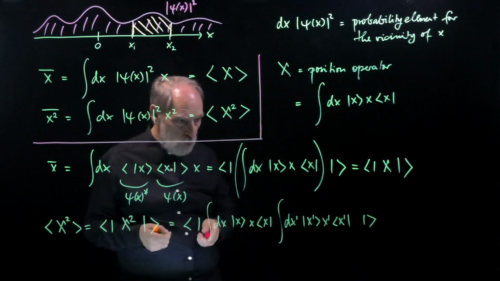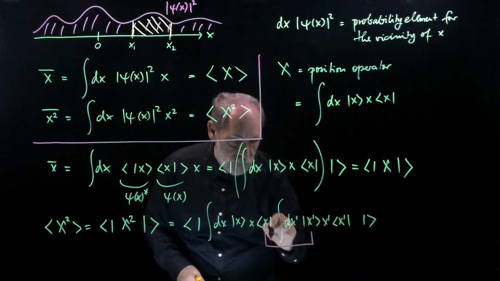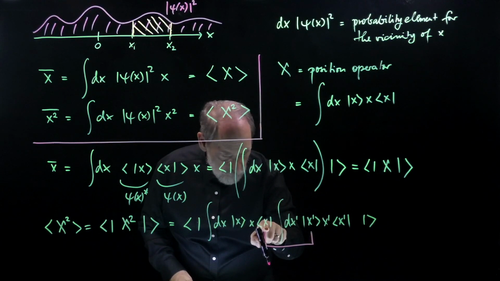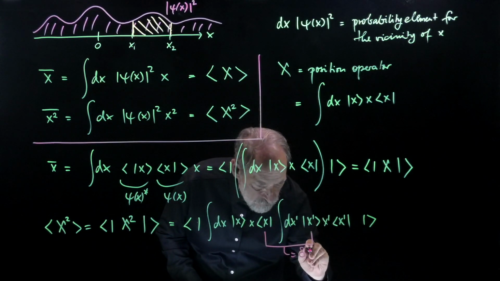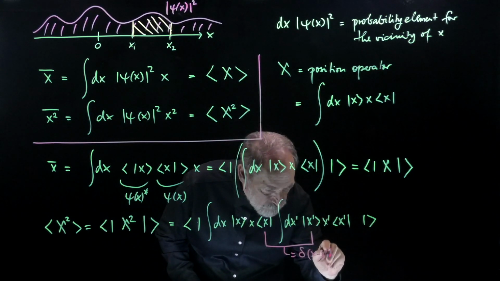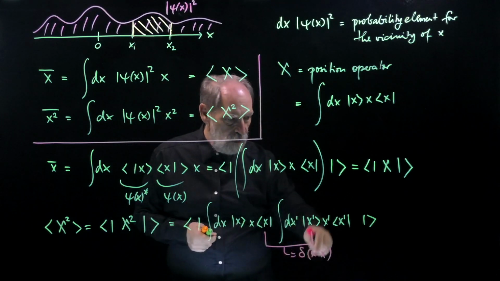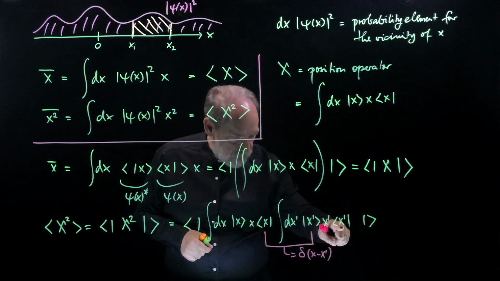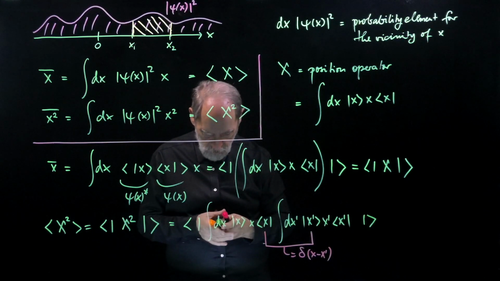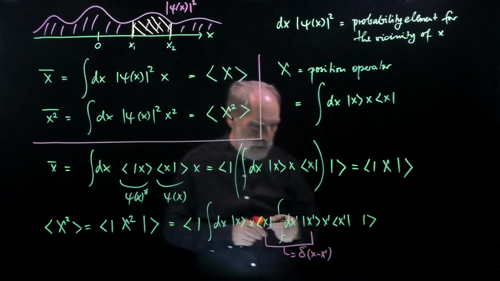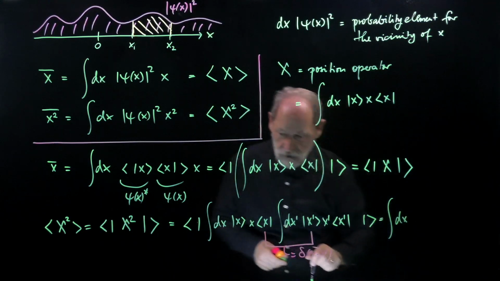So once more, we have the bracket of an x bra with an x prime ket, and that's equal to the delta function. And so we can then integrate over x prime, and that turns this x prime and this x prime into an x, after which we have an integral over x all by itself.